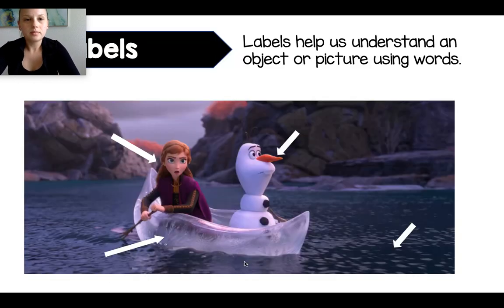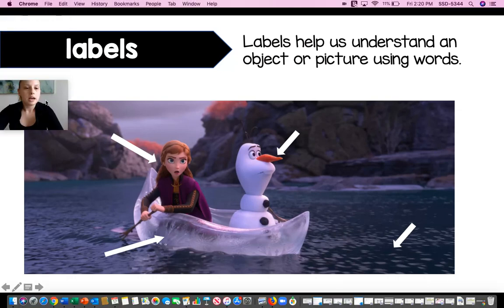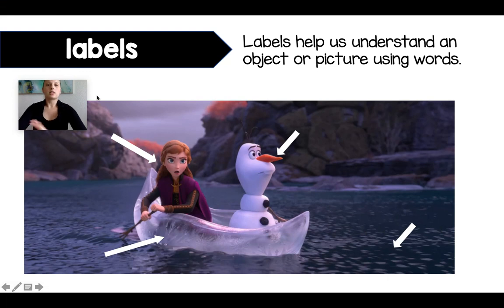Okay. So before we begin our story, we are going to go over an element in all of our stories that is something called a label. And labels help us understand an object or picture using words. So we're going to be reading the story and we're going to find lots of labels in the book, okay? And we're going to go over what a label is. So I decided to find a picture that I thought you would already know. And what movie is this from?